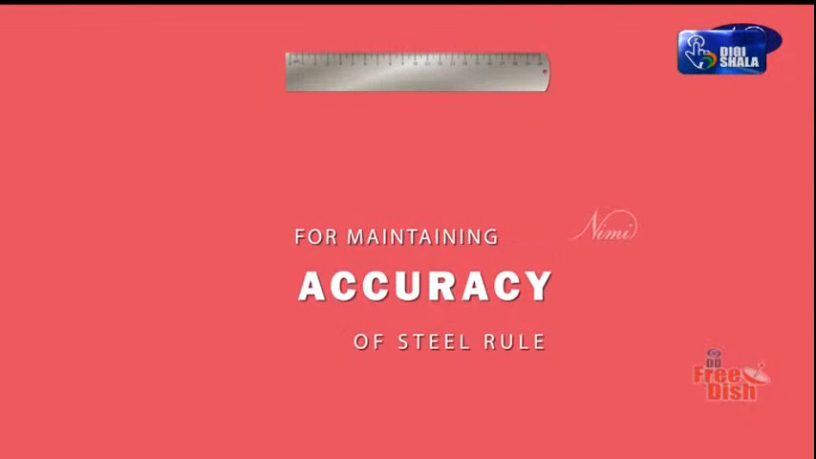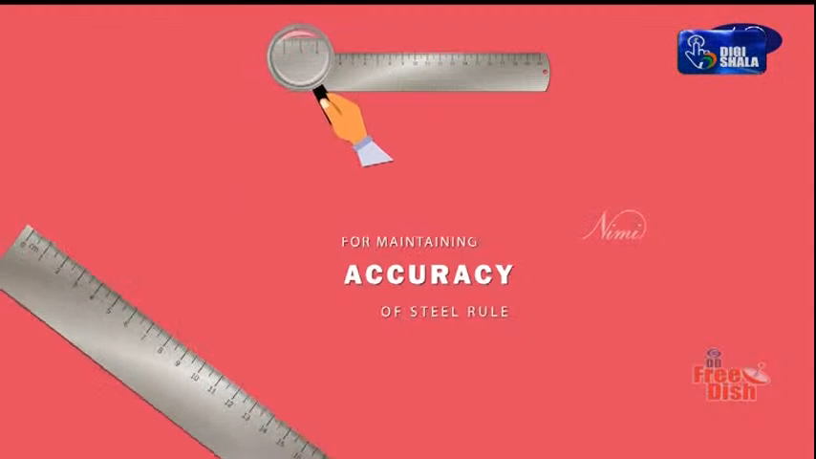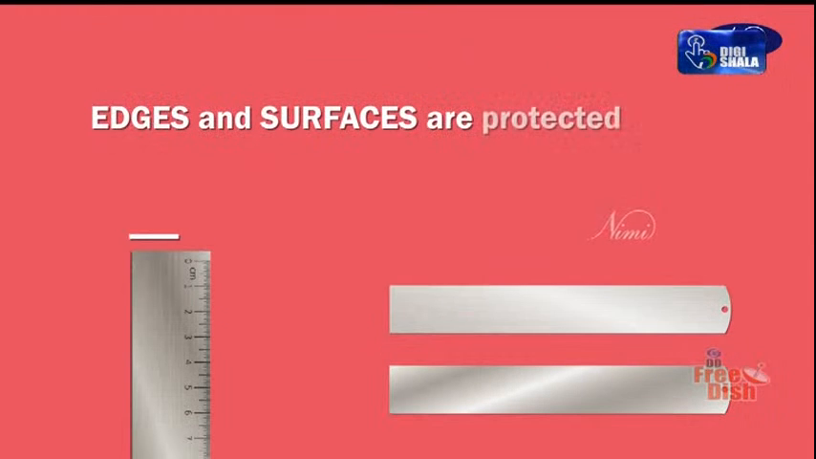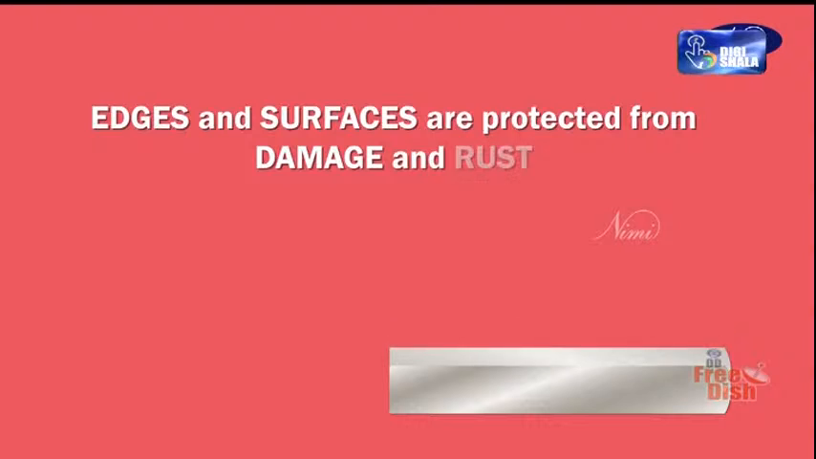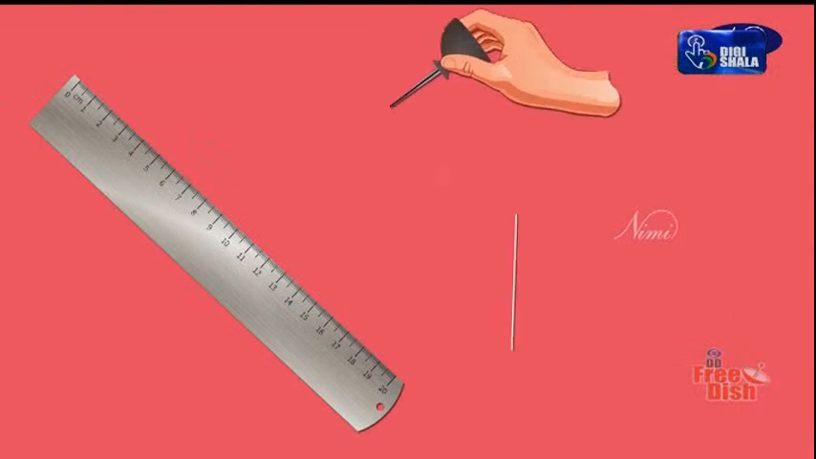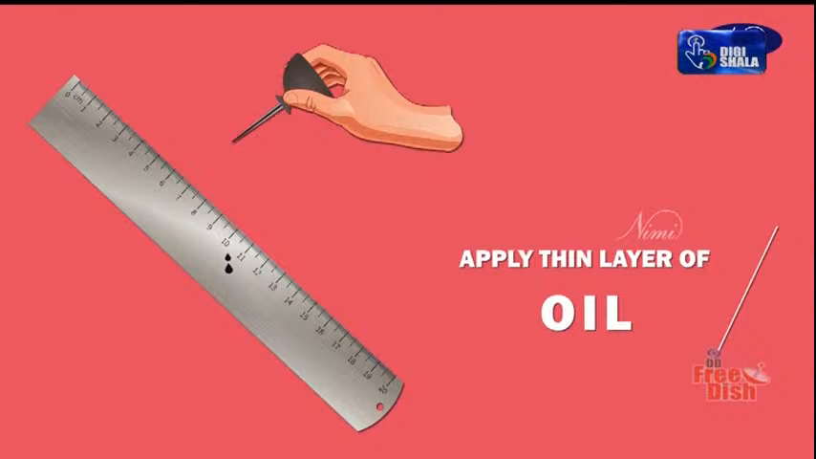For maintaining the accuracy of a steel rule, it is important to see that its edges and surfaces are protected from damage and rust. Do not place a steel rule with other cutting tools. Apply a thin layer of oil when not in use.